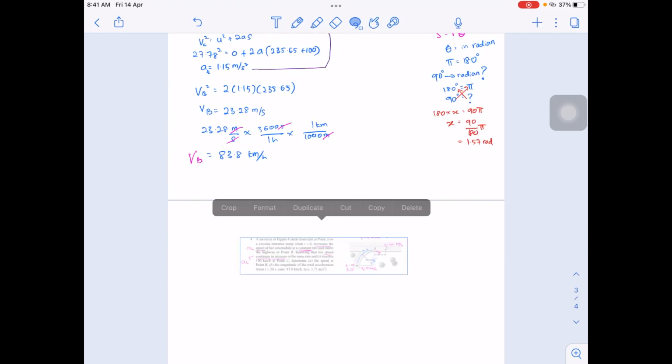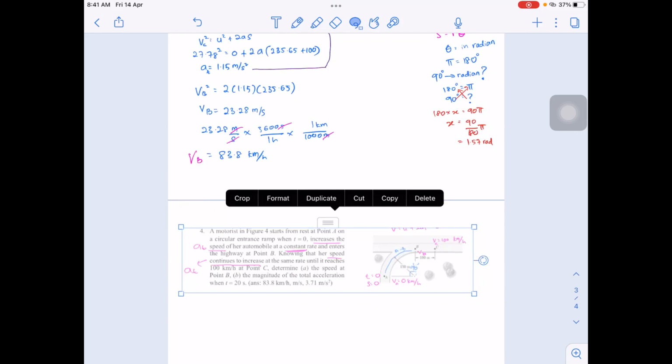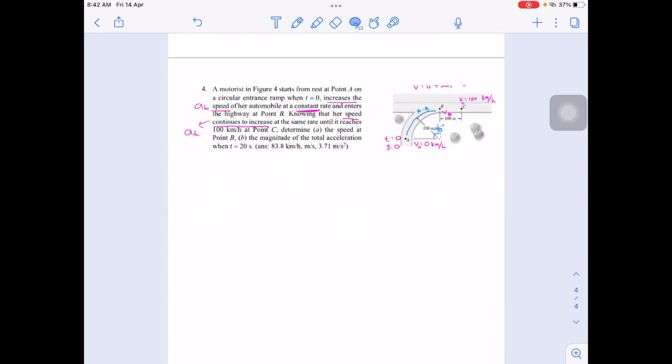Any idea how to find it? Haris said find AN. We find AN if we know the car is on the curvilinear path. If it is between A and B, yes, we can find AN.